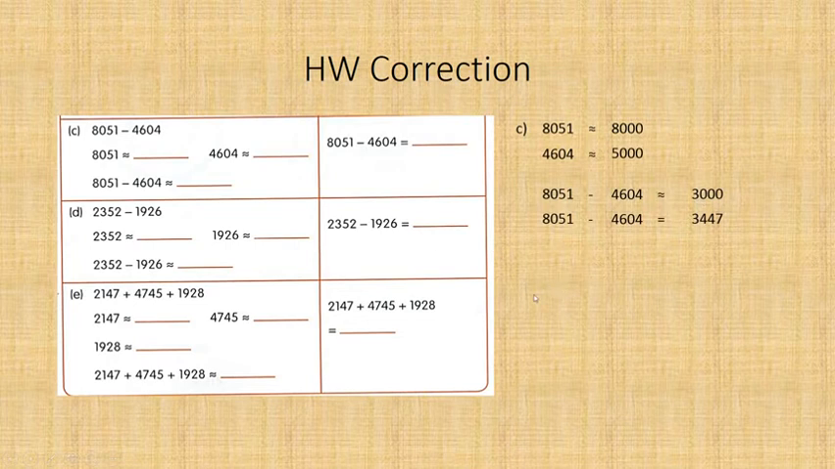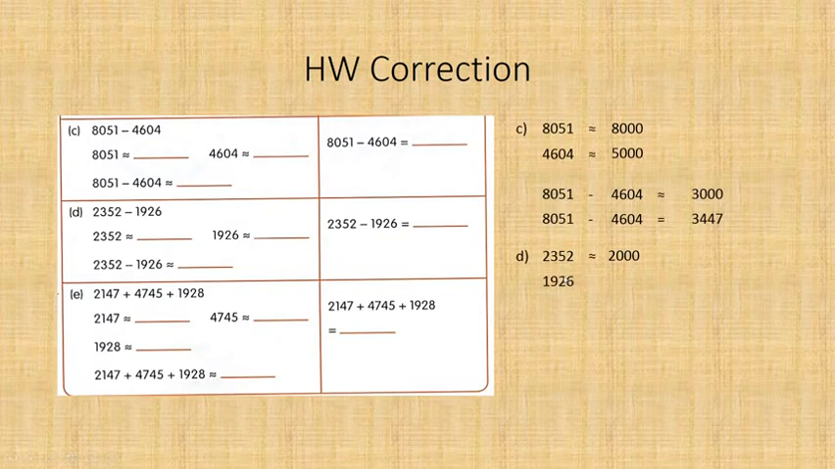2,352 minus 1,926. Okay, so 2,352, I will just round it to the nearest thousand. This is the 2, this is the thousands, go next door, it's 3, so it's a weak number, so just ignore. So it's going to be 2,000. And if you round 1,926 to the nearest thousand, you will find the number, which is the 1, and go next door, which is 9, which is a strong number. So I will add one more to the 1, it's going to be 2. So the rounded answer is going to be 2,000.